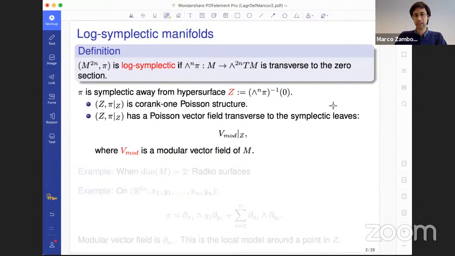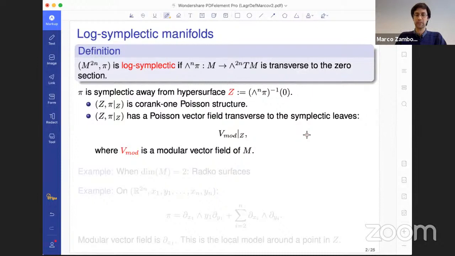But you get more structure. You also get a Poisson vector field, which is transverse to the leaves. It arises as follows. You take a modular vector field of M. Assuming that M is connected, for instance, the modular vector field is not unique. It depends on a choice of volume form, but any two modular vector fields differ by a Hamiltonian one. So they're unique up to something nice. Any modular vector field is tangent to this hypersurface Z, and so it gives a Poisson vector field transverse to the symplectic leaves.